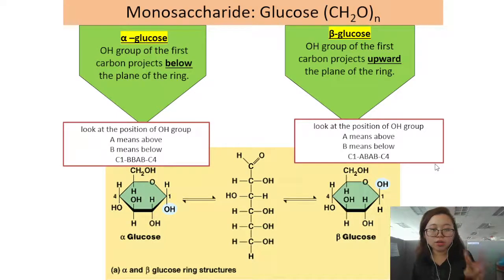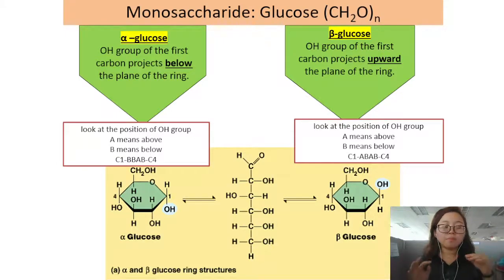I would like you to know that there are two types of glucose molecules. Ada dua jenis glucose molecule. Bilangan karbon, bilangan hydrogen, bilangan oksigen dia adalah sama. It contains the same number of carbon, hydrogen, and oxygen atoms, but the arrangement is different. Susunan dia berbeza. So these two types are alpha glucose and beta glucose.